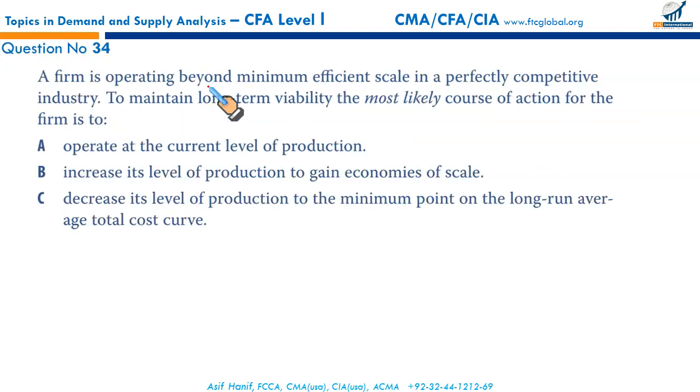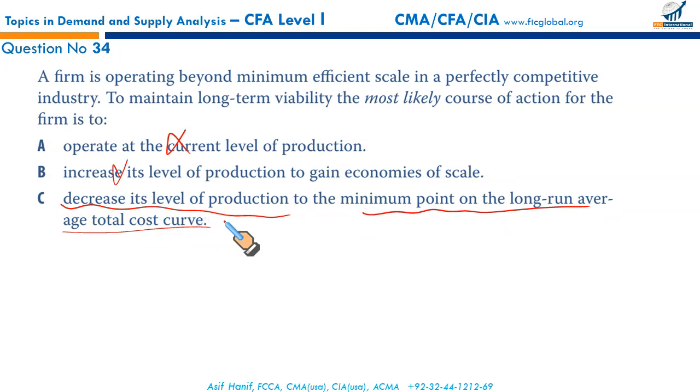Next. A firm is operating beyond minimum efficient scale in a perfectly competitive industry. To maintain long-term viability, the most likely course of action for the firm is to do what? Now here's the problem. The firm is operating beyond minimum efficient scale, so the firm might experience diseconomies of scale. So what it should do is not operate at the current level, not increase, rather decrease its level of production to the minimum point on the long run average total cost curve. C is the answer.